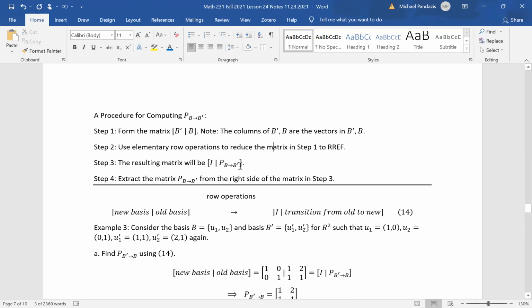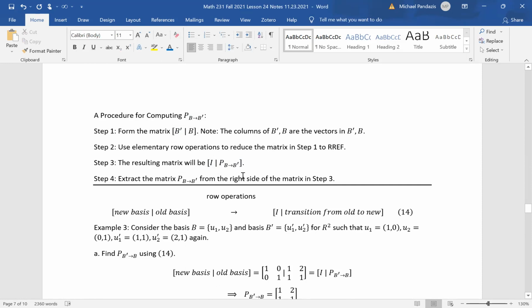Okay, keep in mind that it's the transition matrix from B to B prime because on the right side was B and on the left side was B prime. If you switch the order, if you put B on the left and B prime on the right, when you get to this step, you'll get the transition matrix from B prime to B. If you reverse the order here, you reverse the order here. Okay, so these are the 4 steps for computing the transition matrix from B to B prime.